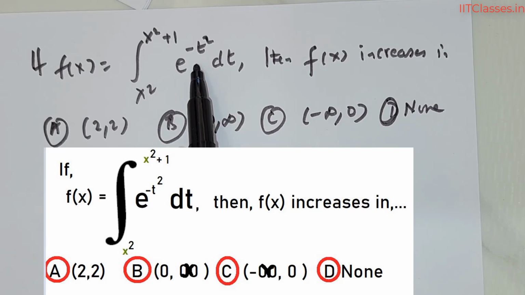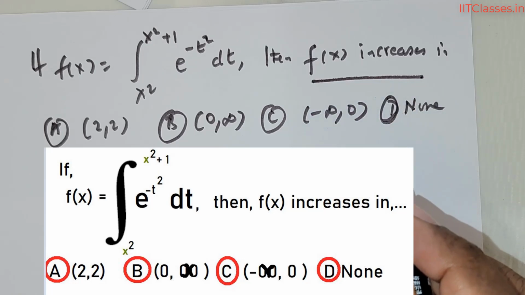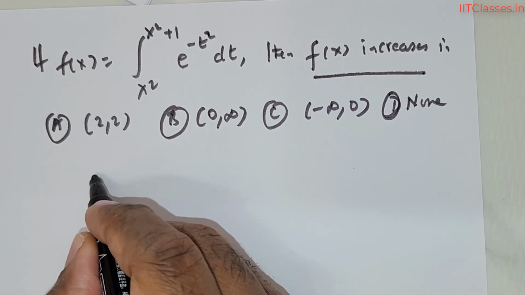We are given that f of x is equal to the integral from x squared to x squared plus 1 of e raised to the power of negative t squared times dt. Then we have to find the interval in which f of x is increasing.